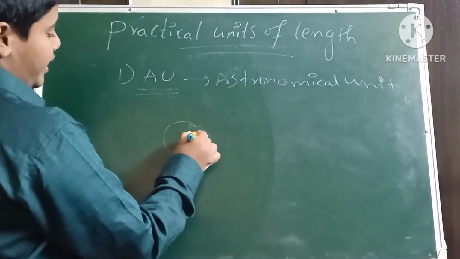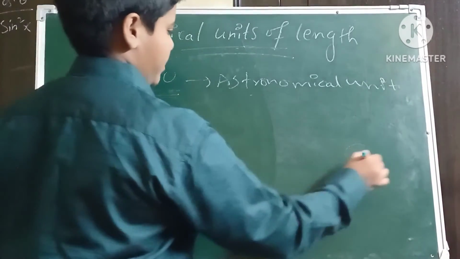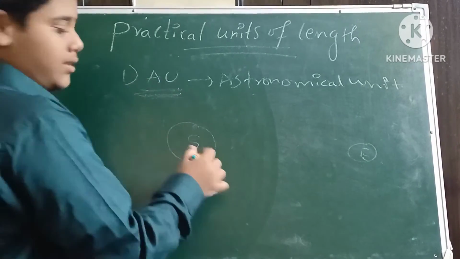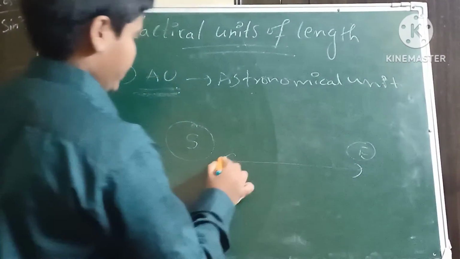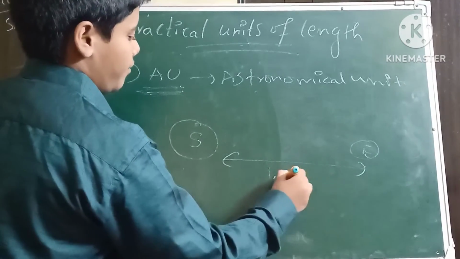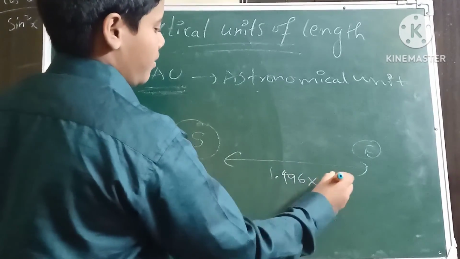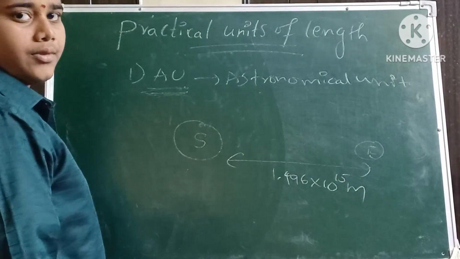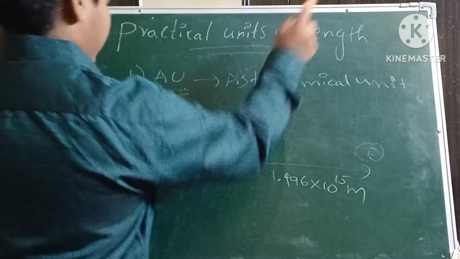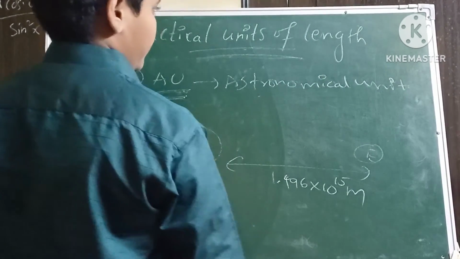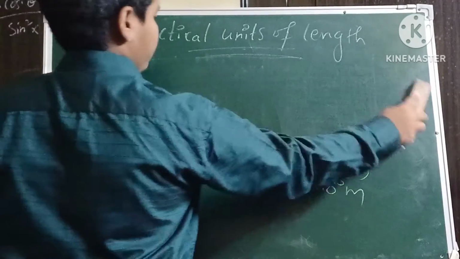For example, I am taking this as sun and this as earth. The astronomical unit means the distance between earth and sun. What is the distance? We already know, 1.496 into 10 to the power of 11 meters. Okay. This is the first practical unit of length.